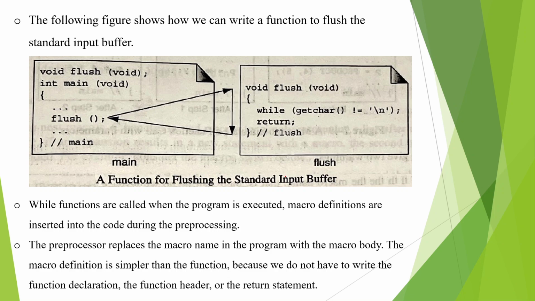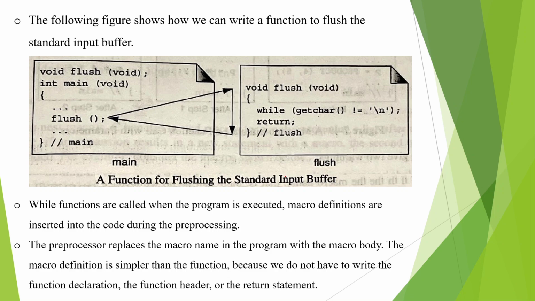While functions are called when the program is executed, macro definitions are called during the pre-processing stage only, the compilation stage only. Functions are called when you run the program, but function simulations, macros, will be called at the time of pre-processing only. That is part of your compilation.